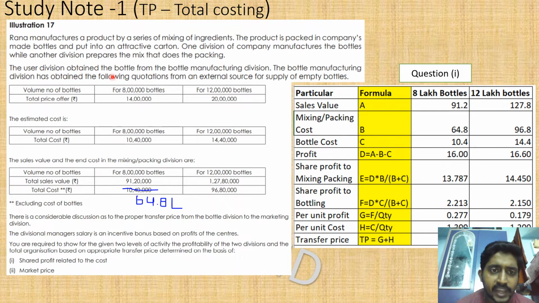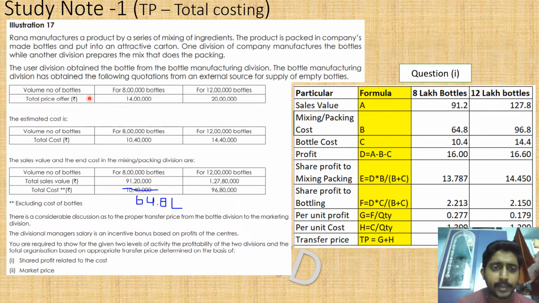The user division obtained the bottle from the bottle manufacturing division. The bottle manufacturing division has obtained the following quotation from an external source for the supply of empty bottles. So if we want to go for an external source instead of sourcing from the bottle manufacturing unit, the quotation is as follows: 8 lakh bottles and 12 lakh bottles. The production department has done schedules. We can do a setup for 8 lakh bottles, and we can do a setup for 12 lakh bottles. This has been given to finance, so all the budgeting is done for 8 lakh separately and 12 lakh separately, based on the market scenario. Maybe finance or management will take a decision to move ahead with one of them. That is a different part. That's why there are two columns, 8 lakh bottles and 12 lakh bottles.